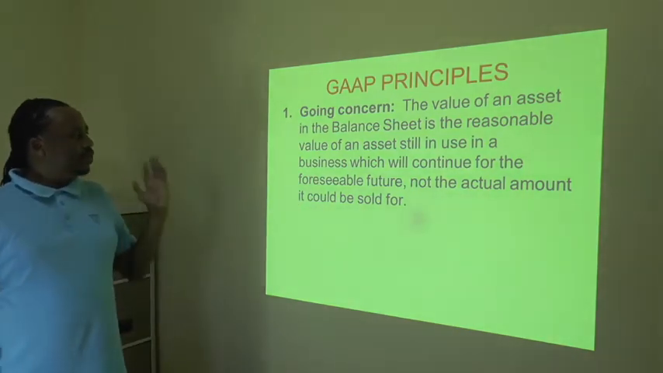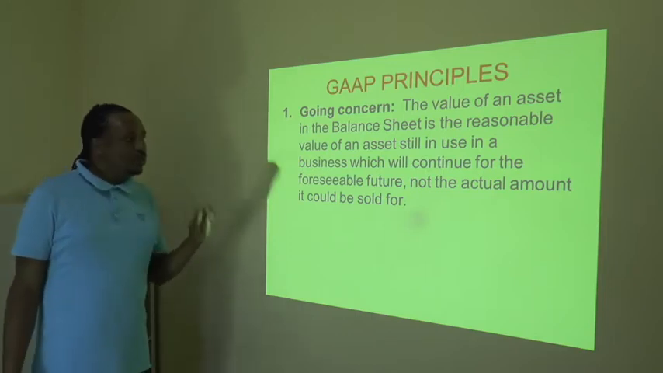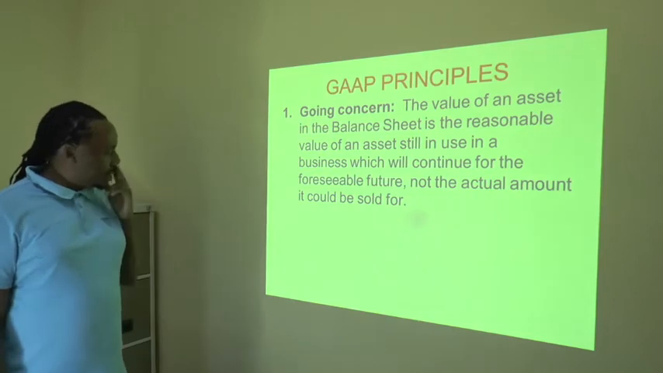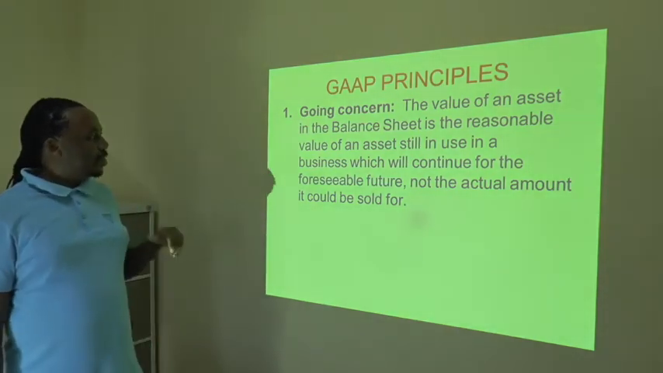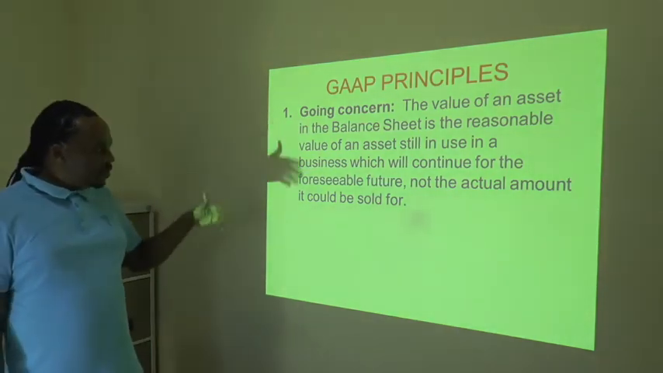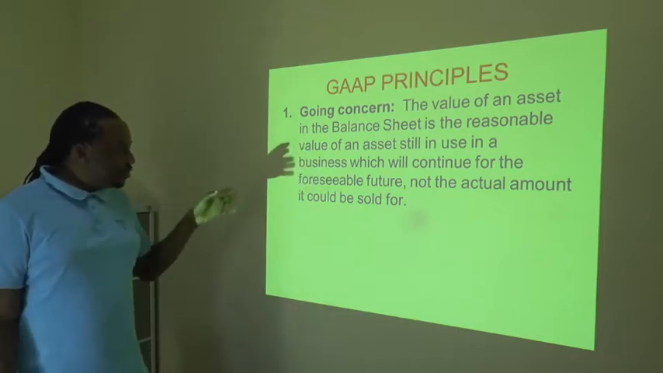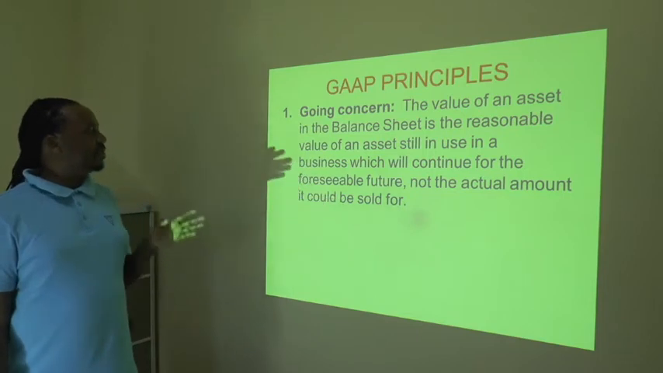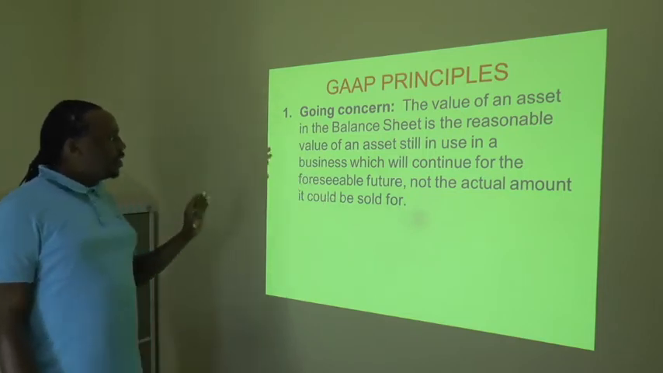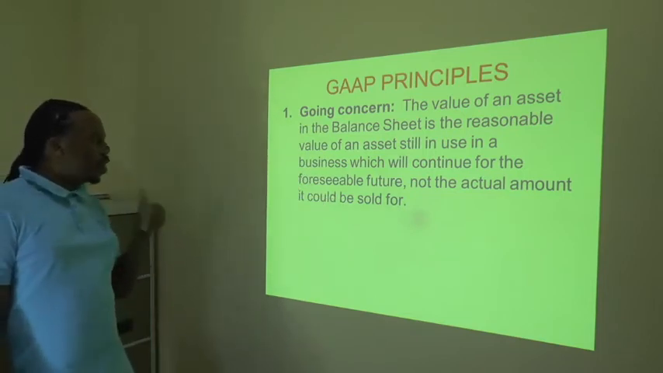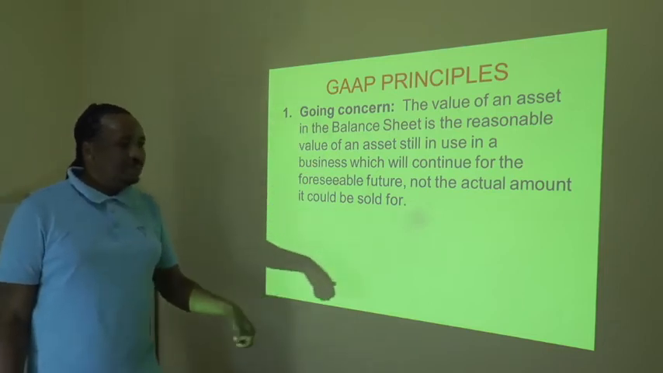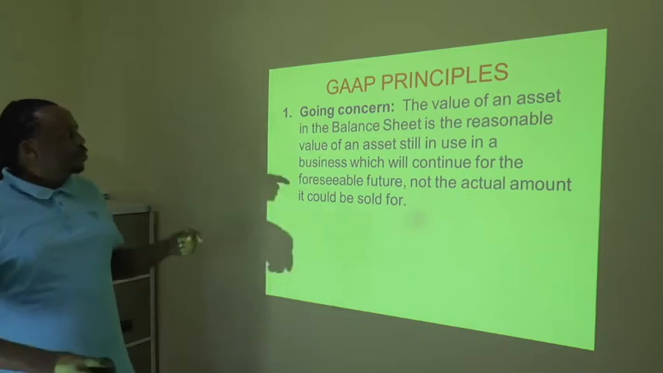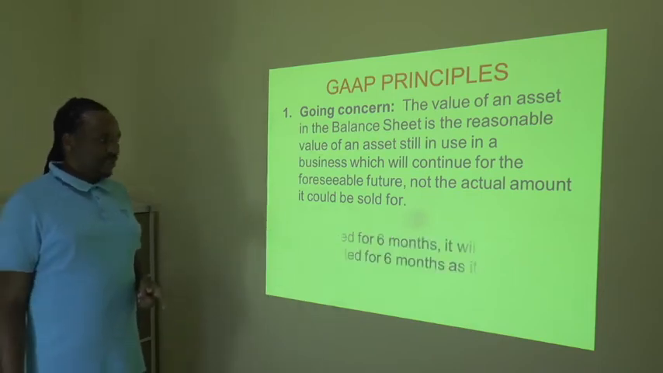So the value of the asset that's been purchased will not be the same as the value of an asset that we would be able to sell. But because of the going concern, the asset must always be shown at the previous value. This also has to do with going concern. This asset was purchased for 50,000, but it's always valued at 50,000. That also affects going concern as well.